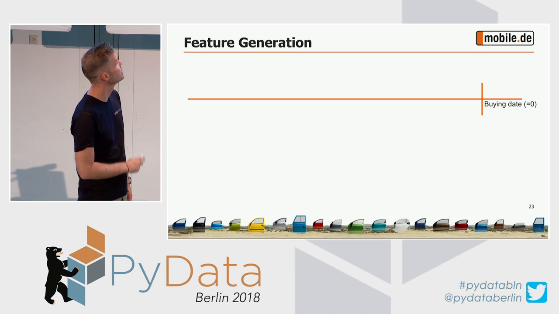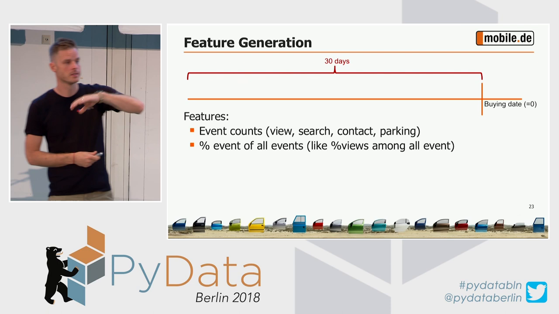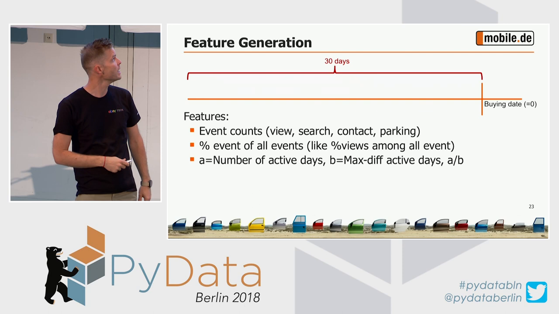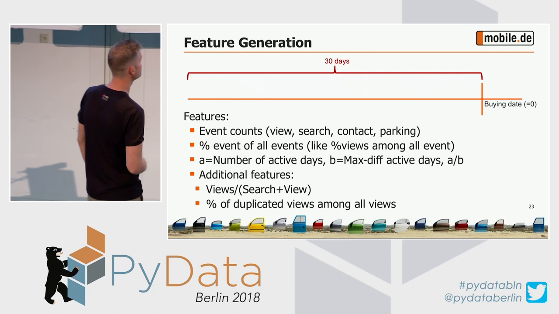We generated a number of features. You have your buying date. We took the last 30 days in your journey, and we generated the features: the individual events you had, the distribution of those events between each other, how many days you have been active over the last 30 days, and some additional features, which were the amount of views versus searches, which actually came out very predictive in one of our analyses, and the amount of duplicated views, which I showed you before.